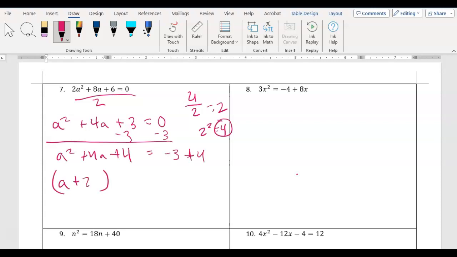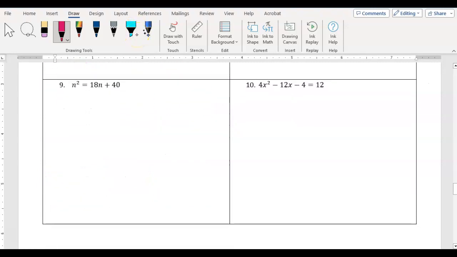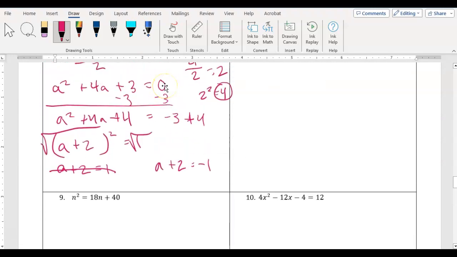Now I have a plus 2 squared equals 1. Take the square root of both sides. Get a plus 2 equals 1. A plus 2 equals negative 1. And again, you can continue to solve these one-step equations.